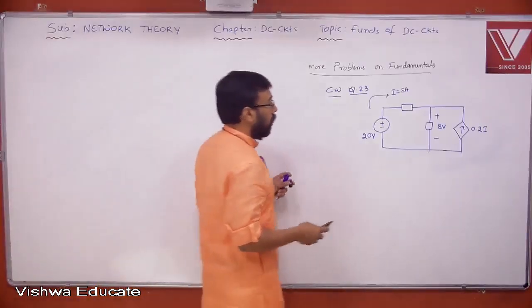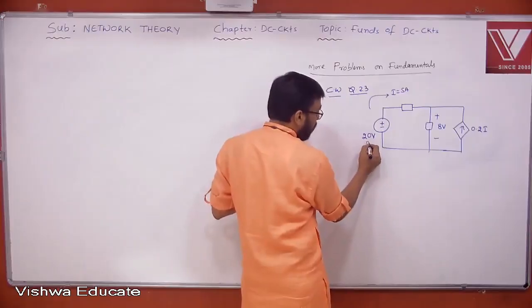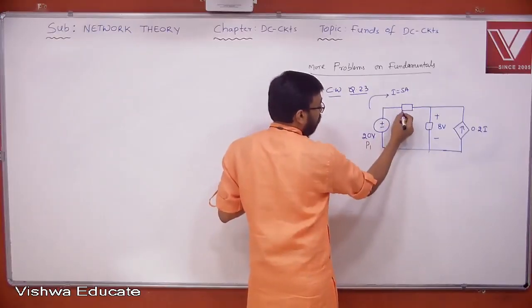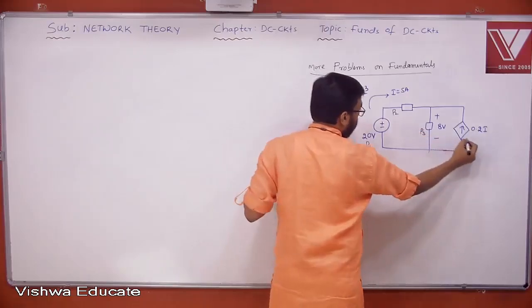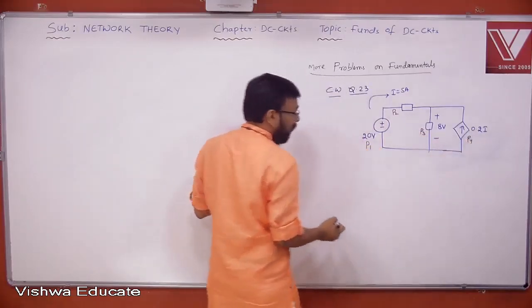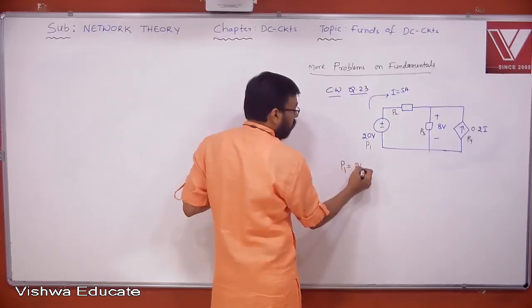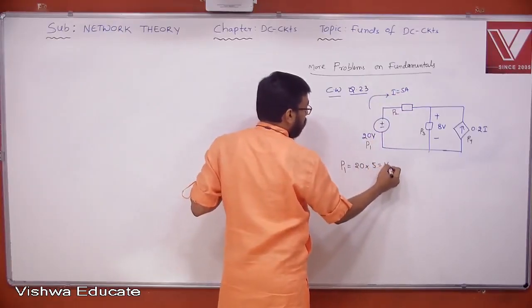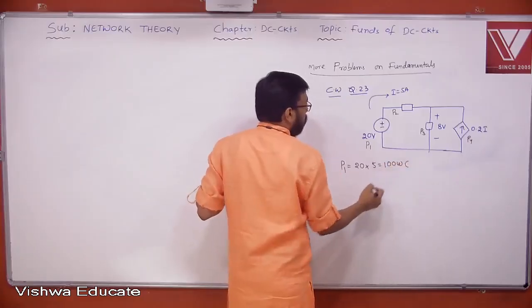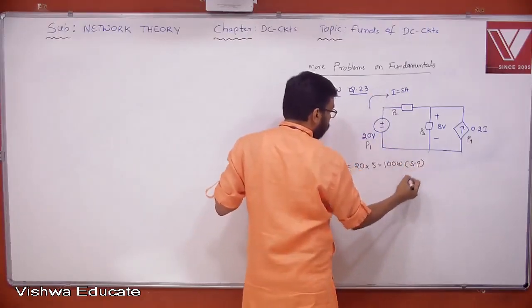Okay, so look at this. The power of the elements, let us say P1, P2, P3, P4. Let us find them one by one. P1, what is P1? Voltage into current. What is the current flowing here? 100 watt. The current is leaving from positive, therefore it is a supplied power.